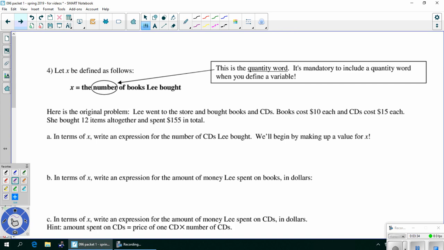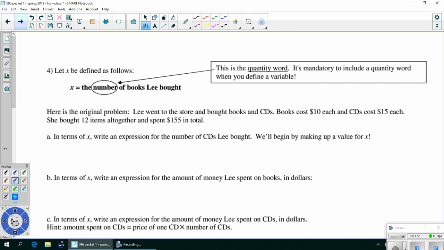So we will commit to letting X equal the number of books Lee bought. Circled there is the quantity word, number. Books is the unit. Here's the original problem. Lee went to the store and bought books and CDs, and books cost $10 each and CDs cost $15 each. She bought 12 items altogether and spent $155 in total.